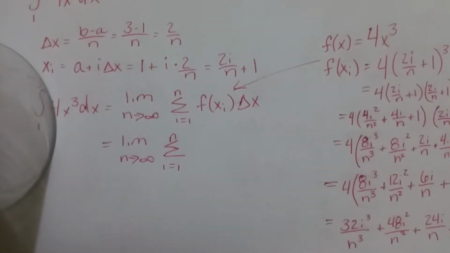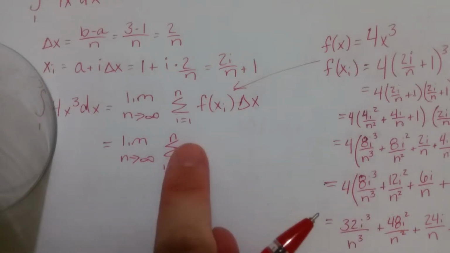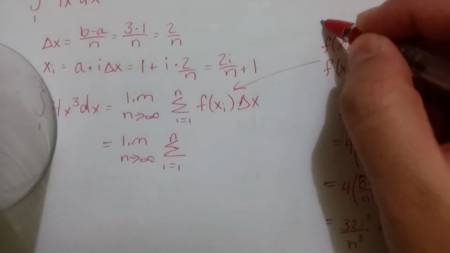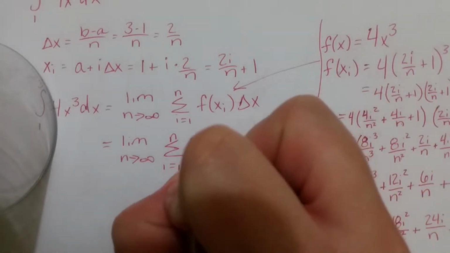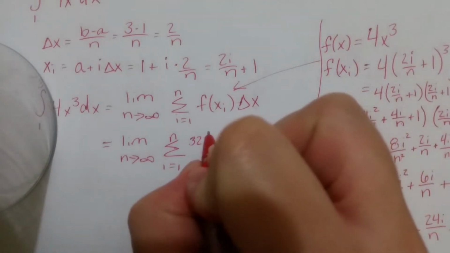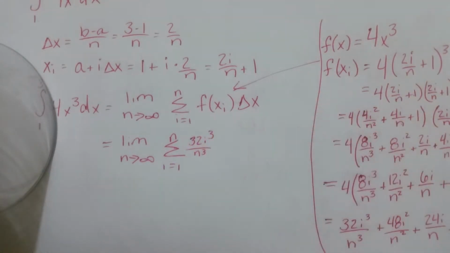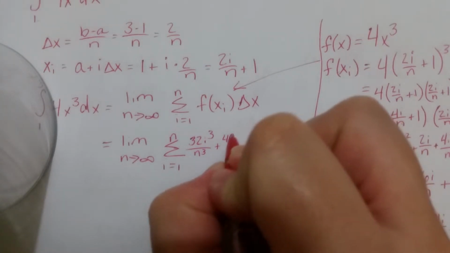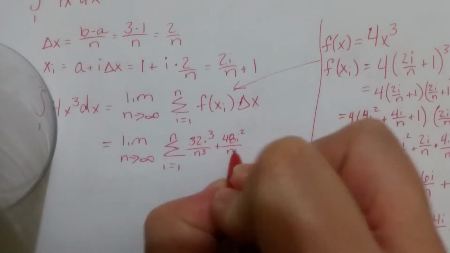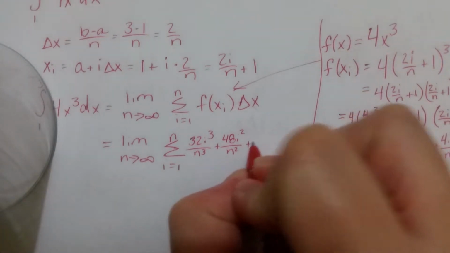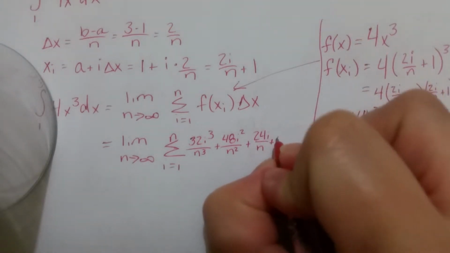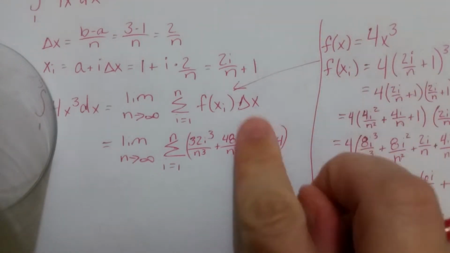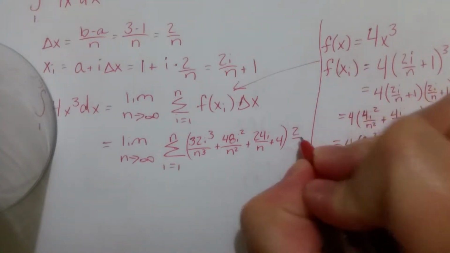This is your f of x sub i. Let me get that clear for you. This one down here, so I'm going to put it right here. And I'm going to draw a line separating it so you can see. So I have 32 i to the third over n to the third plus 48 i squared over n squared plus 24 i over n plus 4, and then I need to do all of that times delta x, which is 2 over n.